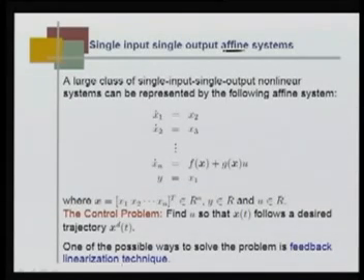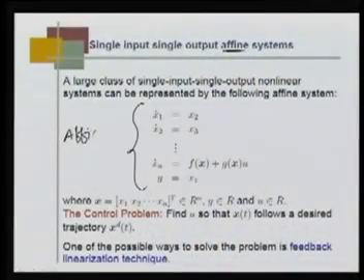If any differential equation model of a dynamical system is represented in this form, it is called an affine system. This is nonlinear because there is nonlinearity here and nonlinearity here. Here x is a vector x 1, x 2 until x n, and we have a single input and single output.